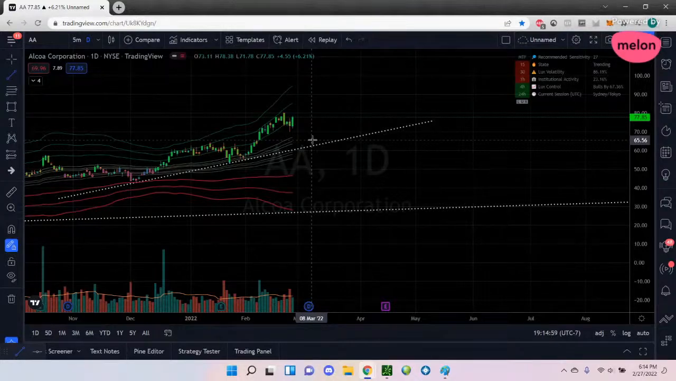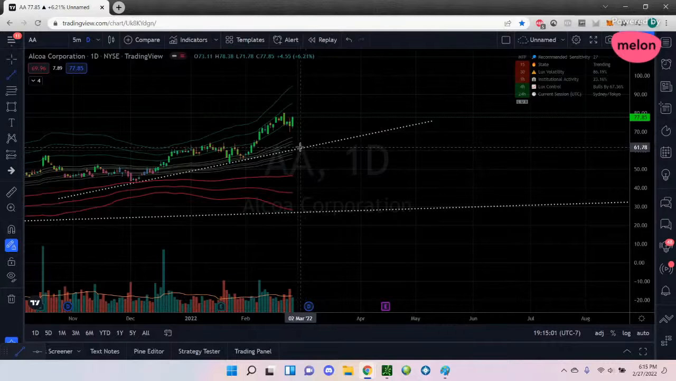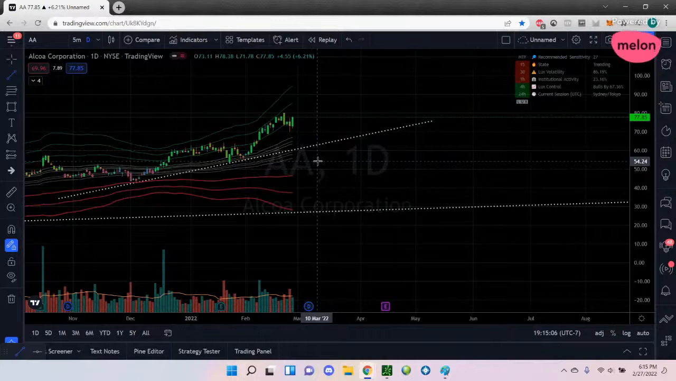And then anything below that, then we're starting to see a retest of this trend line here around 61.78, 62. Below that, we're going right back down to 52.80.